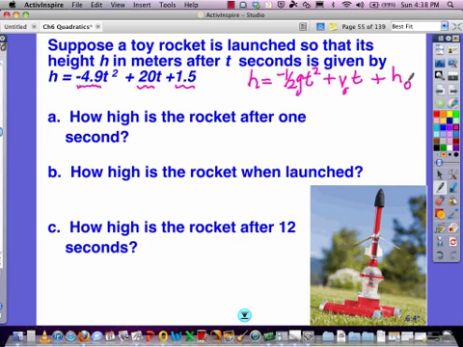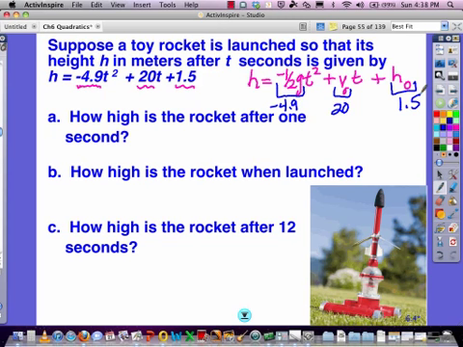We really have this took the place of that negative 4.9. V sub 0 is your 20 slot. 1.5 has to be the h sub 0 slot. Now put those into context. What did those mean again? You have the little chart right there from the last slide.